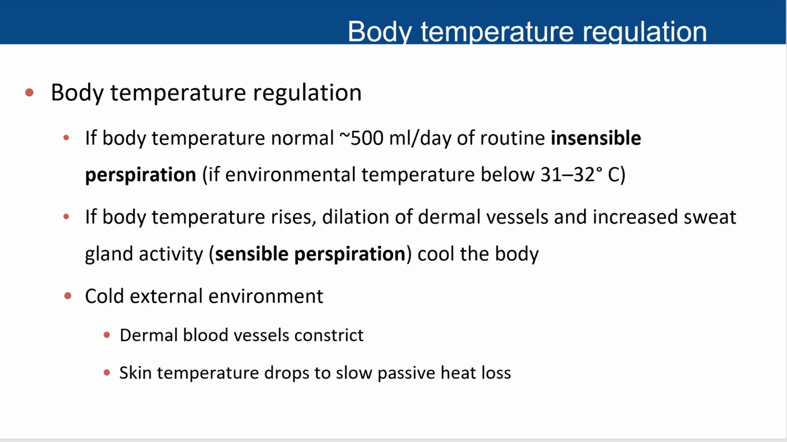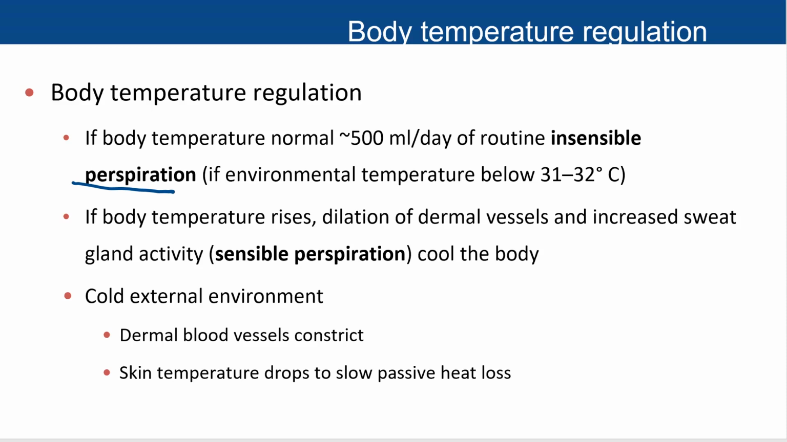Next, look at how skin can regulate our body temperature. If body temperature is normal, each day we have about 500 milliliters of insensible perspiration. Perspiration means sweating. But insensible perspiration means we are losing water from interstitial fluids that evaporates from our skin. It cannot be felt or seen, and it is not from our sweat glands. This is the meaning of insensible perspiration.